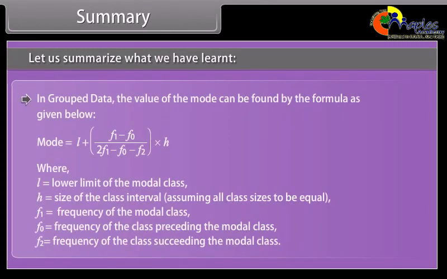In grouped data, the value of the mode can be found by the formula as given. L plus f1 minus f0, divided by 2f1 minus f0 minus f2, multiplied by h, where L is equal to the lower limit of the modal class, h equals the size of the class interval, assuming all class sizes to be equal, f1 equals frequency of the modal class, f0 equals frequency of the class preceding the modal class, f2 equals frequency of the class succeeding the modal class.